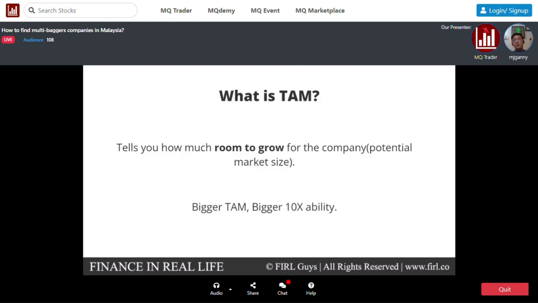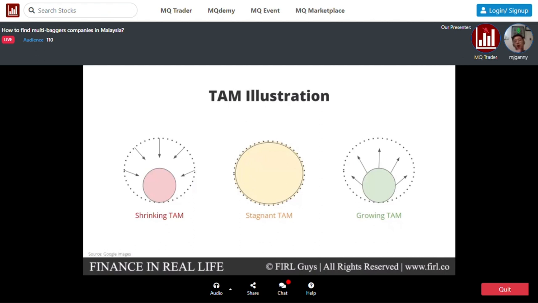We know that for airplanes to take off, the longer the runway, the better, right? If you have a short runway, it's hard to take off. So the bigger the TAM, the bigger the ability for it to become a multi-bagger. It just tells you the potential. So let me illustrate that. Predominantly, most companies fit into one of three buckets. Maybe they mix sometimes. One is a shrinking total addressable market, the other is stagnant, and then the last one is growing. Now, of course, you want to be in the growing area. But what do the other two look like?